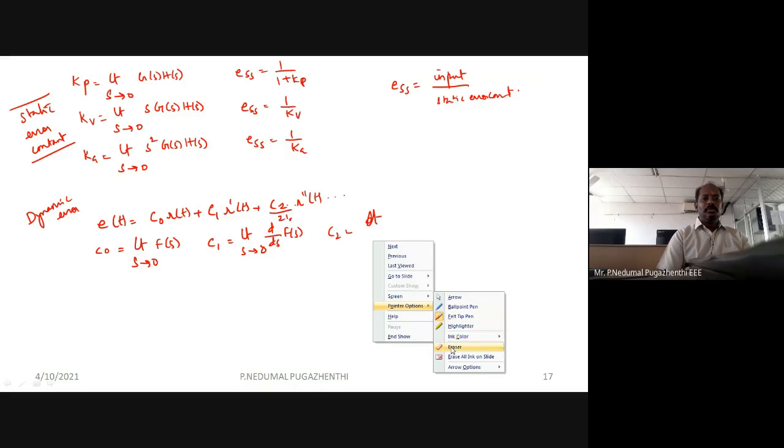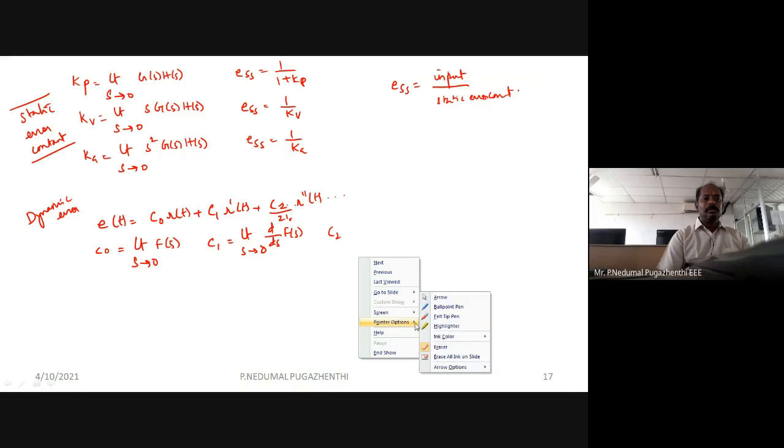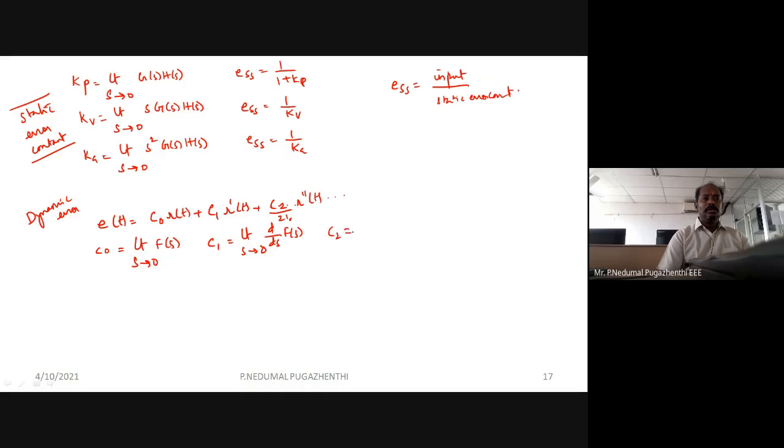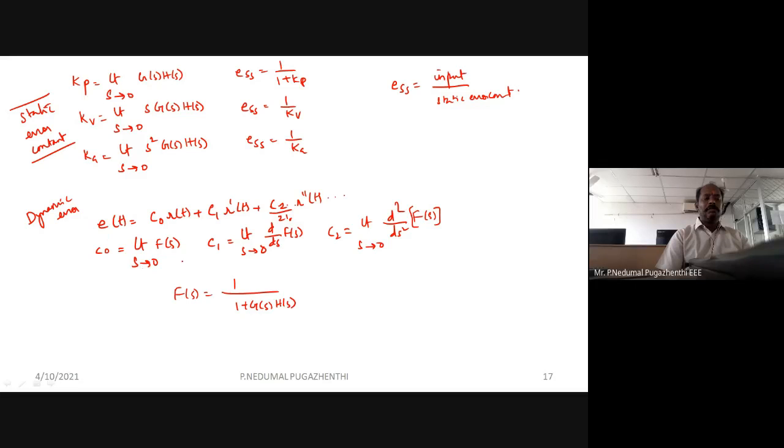So C2, let me write, C2 is equal to limit s tends to 0, d squared by ds squared of F of s. This is another dynamic error coefficient.